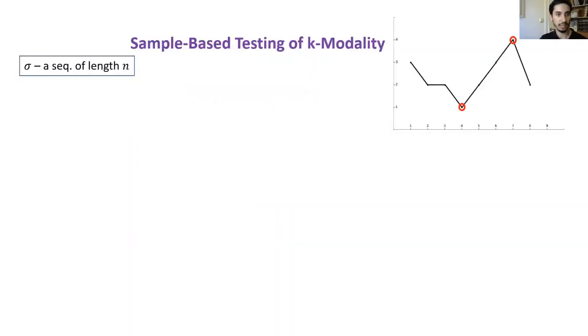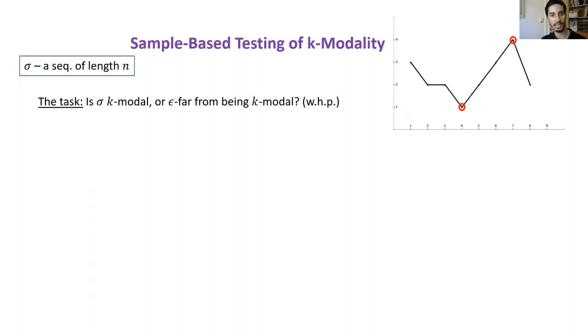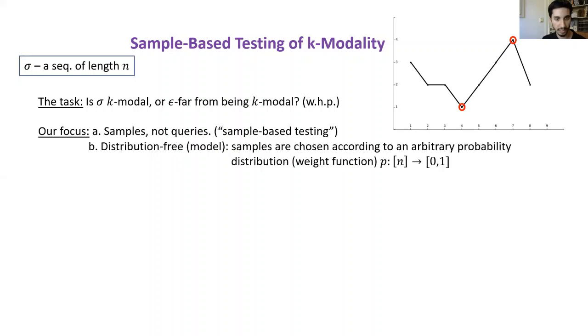In this talk, sigma denotes a sequence of length n. Our task is to decide whether a given sequence sigma is k-modal or is epsilon far from being k-modal. And we focus on three main things. First, we focus on sample-based testing. We are allowed to use samples, not queries. Our second focus is the distribution-free model, in which samples are chosen according to an arbitrary probability distribution. And our third focus is one-sided error testing, so we must accept if sigma is k-modal.